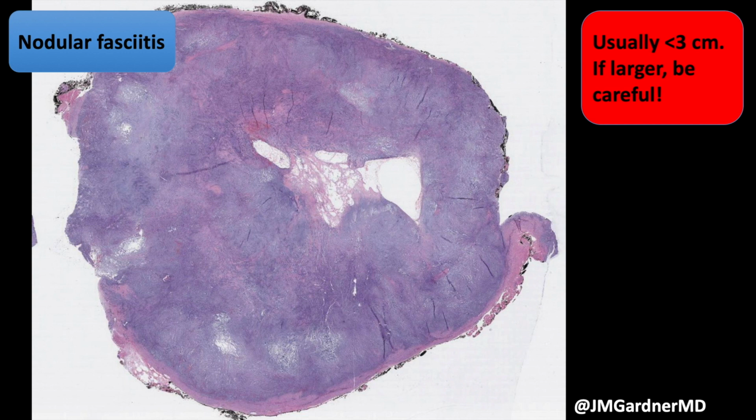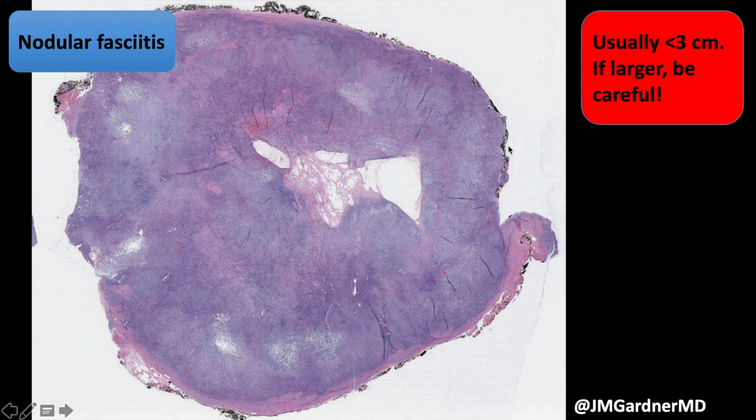A couple of tips and pearls here about nodular fasciitis. They tend to be small. If you see a lesion that you think is nodular fasciitis, but it's bigger than 3 centimeters, you've got to think twice about that. It's not that it couldn't be 4 centimeters, but it probably can't be 10 centimeters or anything like that. Obviously, on the head and neck, usually things are going to get sampled before they get that large, but it's just important to know usually they're small.